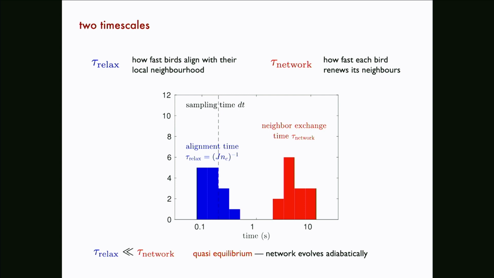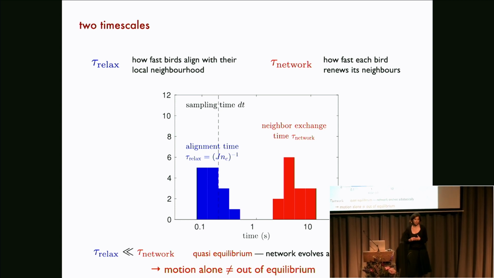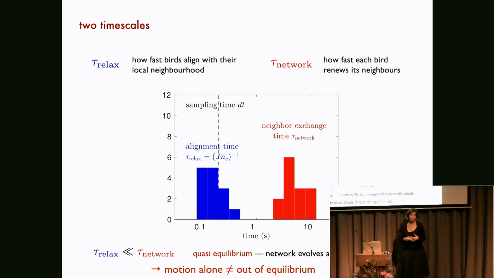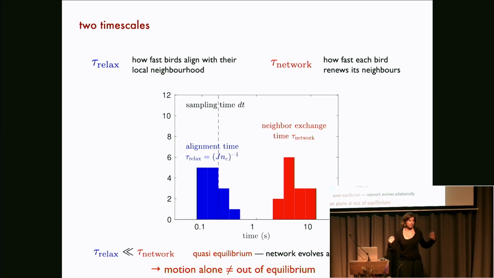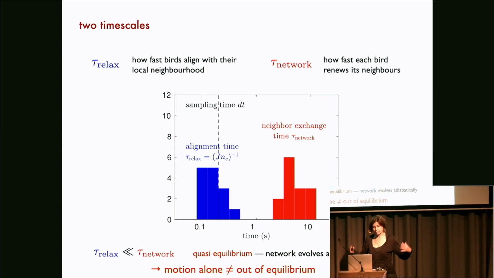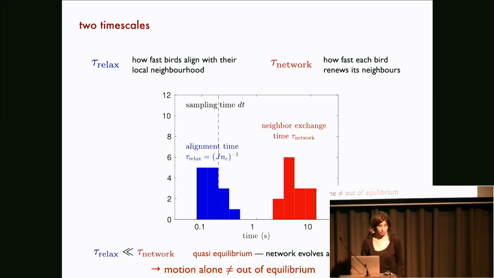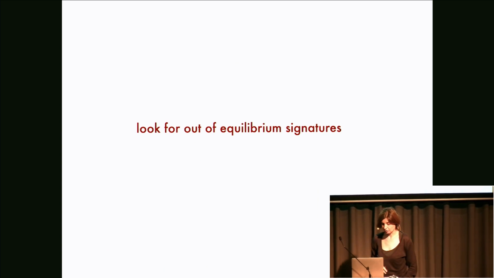Right? Bummer. This was supposed to be our out of equilibrium system. And so what this shows is that motion alone is not enough for the statistics of the system to be described as out of equilibrium. Don't get me wrong, of course the birds eat, breathe and all that and consume energy, but for describing this collective motion, an equilibrium theory does fairly well.